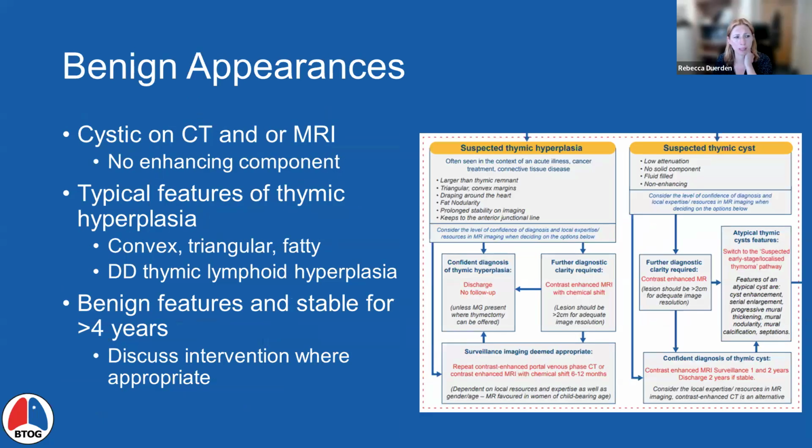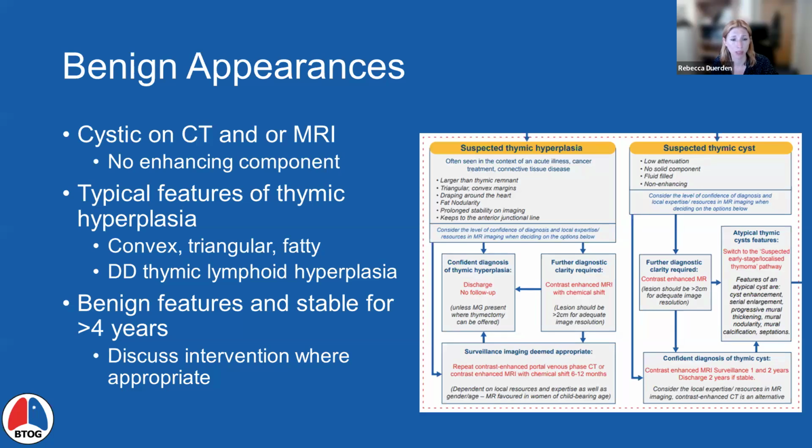So talking about benign appearances, it can be challenging to be certain on CT if it's purely cystic. Usually you get enough spatial resolution to see areas of wall enhancement and nodularity. But we do suggest that where we can, we get an MRI to confirm that there are no enhancing components post-gadolinium. The problem we have though with MR is the spatial resolution is not as good as CT. So we really want the lesions to be in the region of 2 centimeters to be confident that what we're looking at is going to be accurate because of that spatial resolution limitation.